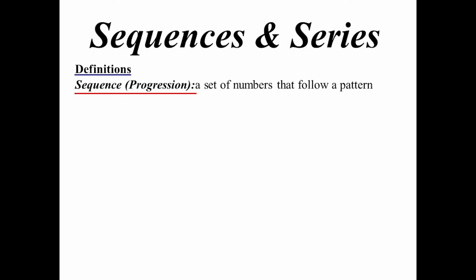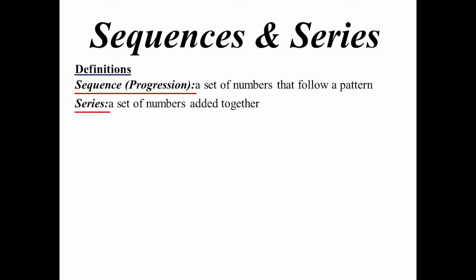So this idea of sequences and series, I don't know if you're aware of the difference between what is a sequence and what is a series. Let's go through some definitions. A sequence, sometimes called a progression as well, which is another name that sometimes gets used, is simply a set of numbers that follows a pattern. Okay, so that's all a sequence is.